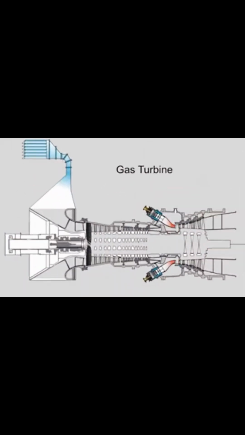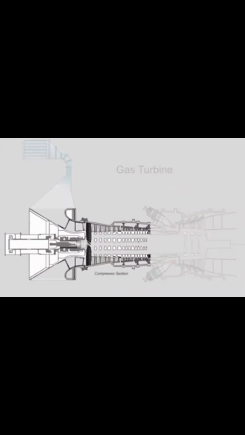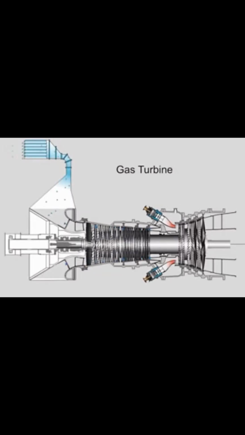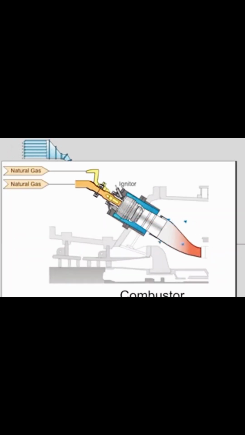The gas turbine itself contains three primary sections: the compressor section, the combustor section, and the turbine section. Inlet air is drawn into and through the compressor section, where it is compressed and delivered to the combustors. In the combustors, the air is mixed with a fuel source, generally natural gas or fuel oil, and then ignited.